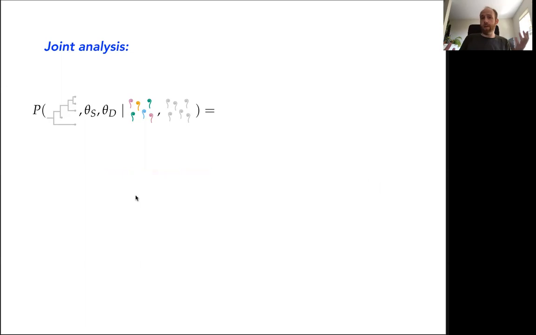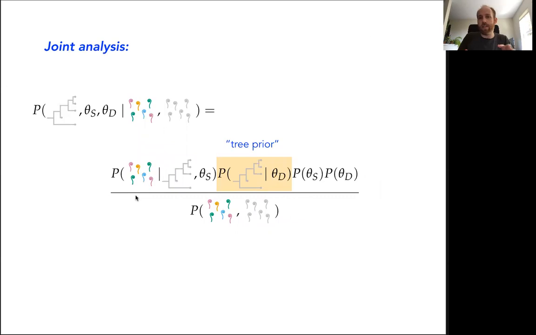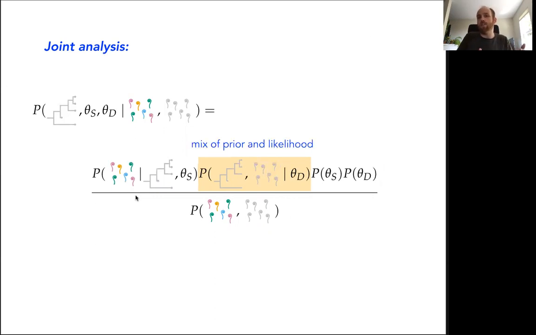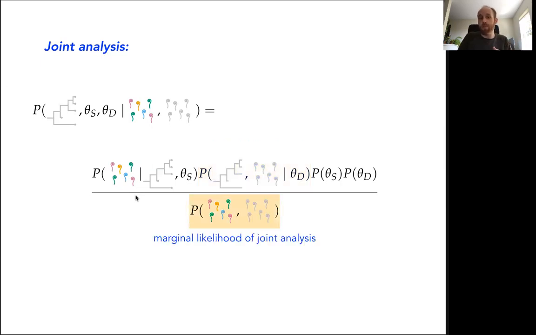A more normal thing to do, what we do when we sit down at a computer and actually use this method, is to do a joint analysis. So we analyze both of the data sets at once. And in this context, conventionally, we would label this distribution on the tree a tree prior. This would be a prior probability, but as we've argued, we think that's a mix of a prior and likelihood function. But if we did this correctly, the marginal likelihood of the joint analysis would be for both the characters and the samples.